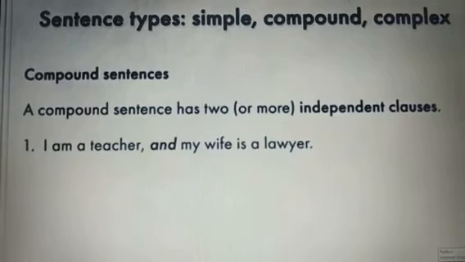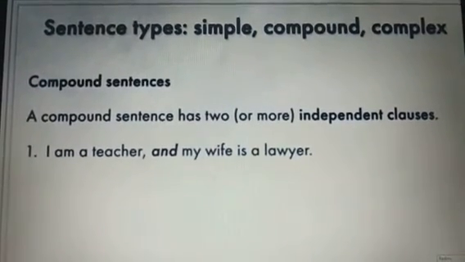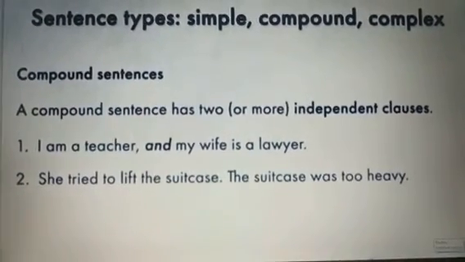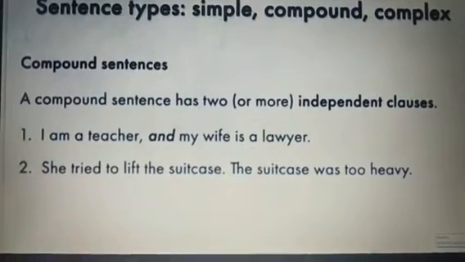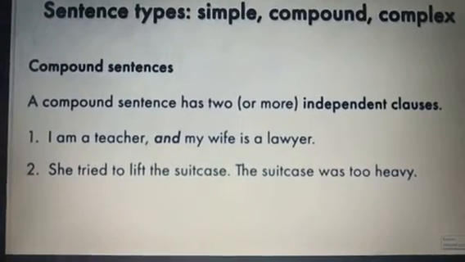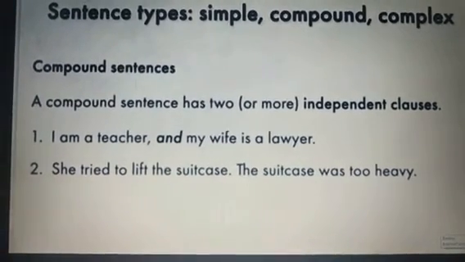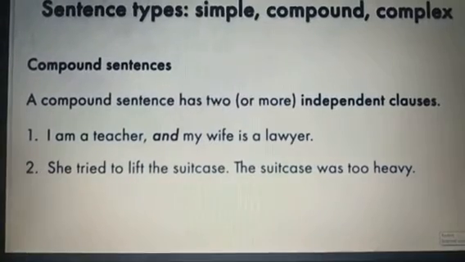I am a teacher, my wife is a lawyer. Instead, we can combine them like this. I am a teacher and my wife is a lawyer. This sounds much better. And now we have one compound sentence with the two independent clauses connected by the conjunction and.